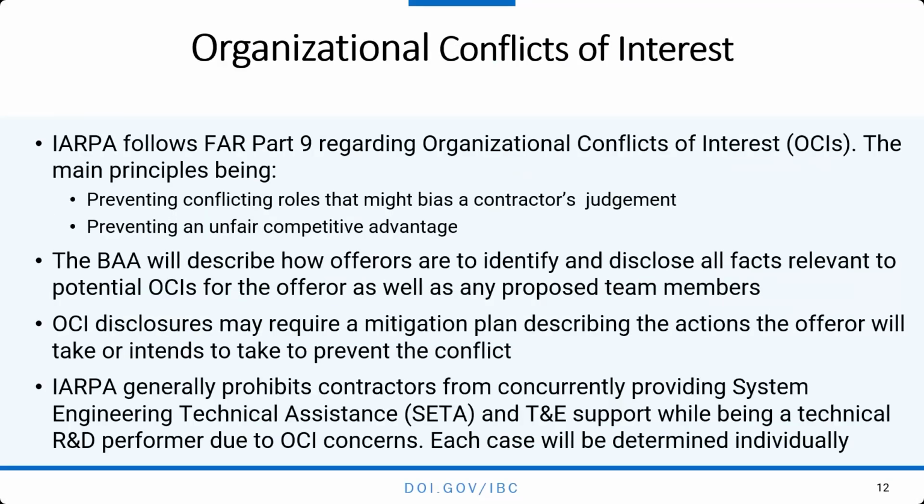So I'm going to go through a couple areas that usually are a part of the BAA. There are forms that are going to be attached for any organizational conflict of interest. That's not uncommon for us to deal with. We will require or ask for a mitigation plan if you do have an organizational conflict of interest. And of course, the reason we're doing that, per FAR Part 9, is to prevent any type of bias from judgment and unfair competitive advantage.